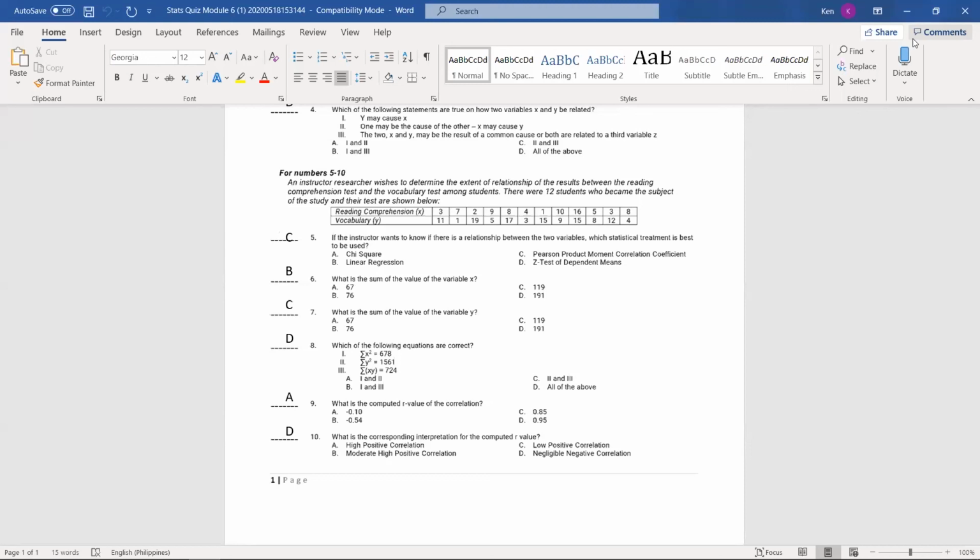Okay na. Gets nyo? Hindi ko get. Okay. Get ka, get. Okay, number 10.